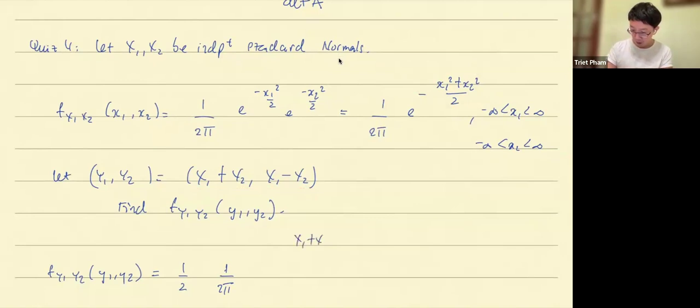You see that x1 plus x2 squared plus x1 minus x2 squared will be what? 2x1 squared plus 2x2 squared, right? Therefore, this is just y1 squared plus y2 squared over 2, or y1 squared over 4 plus y2 squared over 4.